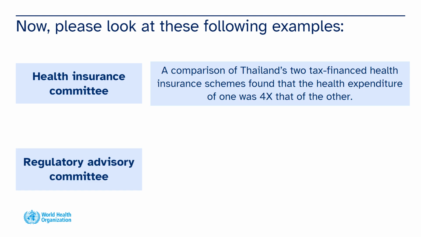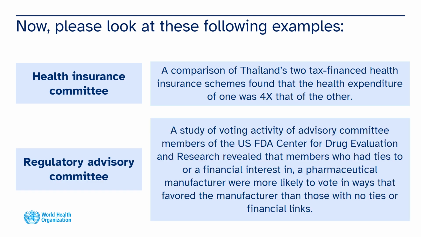Here's a case from a regulatory advisory committee. A study of voting activity of advisory committee members of the US FDA Center for Drug Evaluation and Research revealed that members who had ties to or a financial interest in a pharmaceutical manufacturer were more likely to vote in ways that favored the manufacturer than those with no ties or financial links.